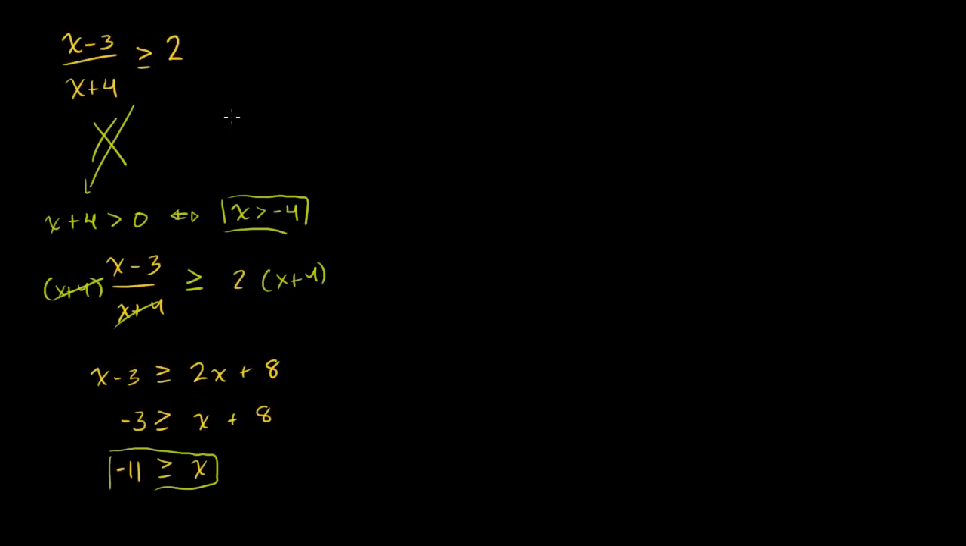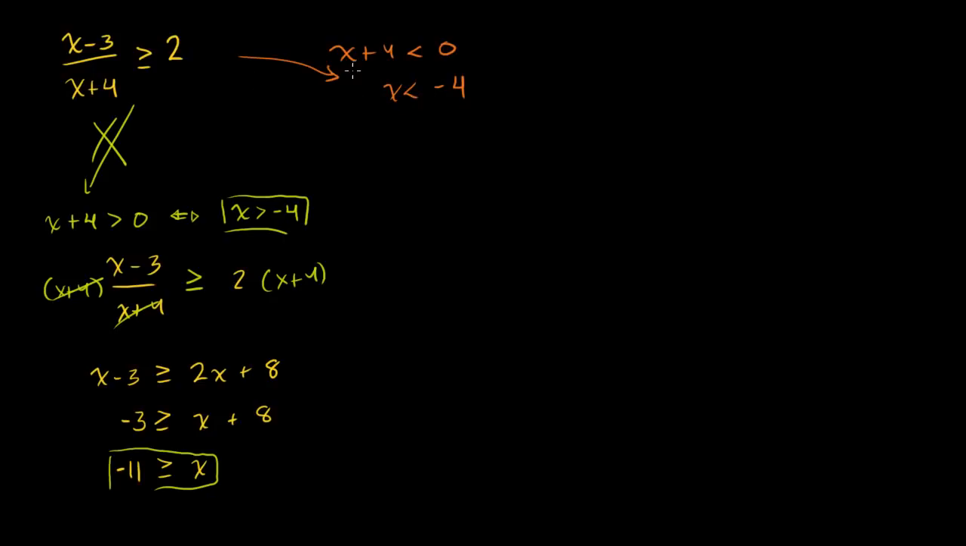So let's assume what happens when x plus 4 is less than 0. What happens when x plus 4 is less than 0? Once again, that's an equivalent statement, if we subtract 4 from both sides, to saying that x is less than minus 4. These are equivalent statements.